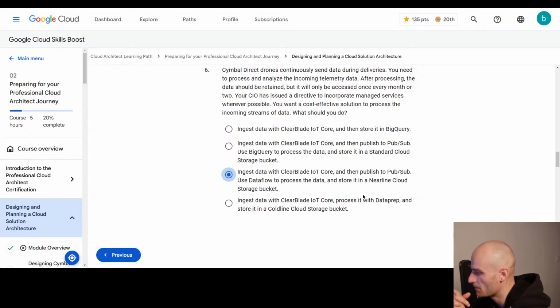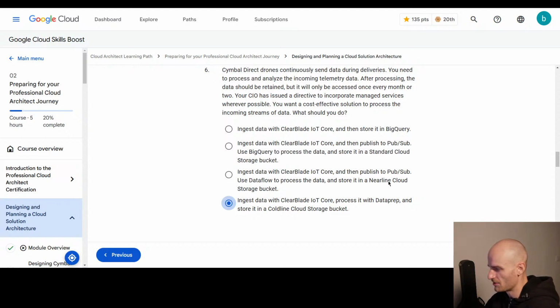Instead, Dataprep is like a drag and drop solution where you build your pipeline. Dataflow requires you to actually code. Even if you have templates, it's not managed. You will need to decide where to run the Dataflow. Instead, Dataprep is managed, and we'll use Coldline Cloud Storage.